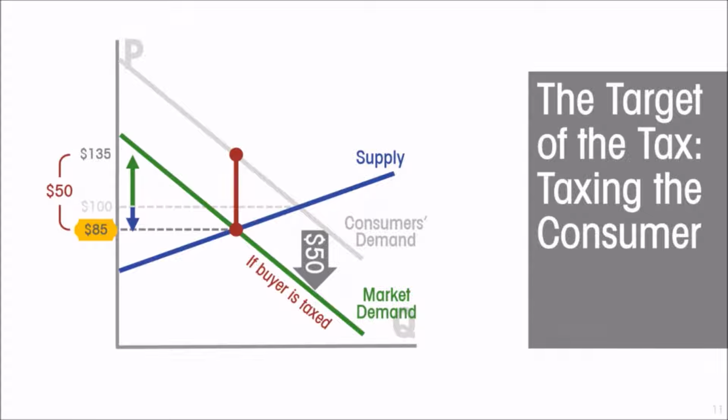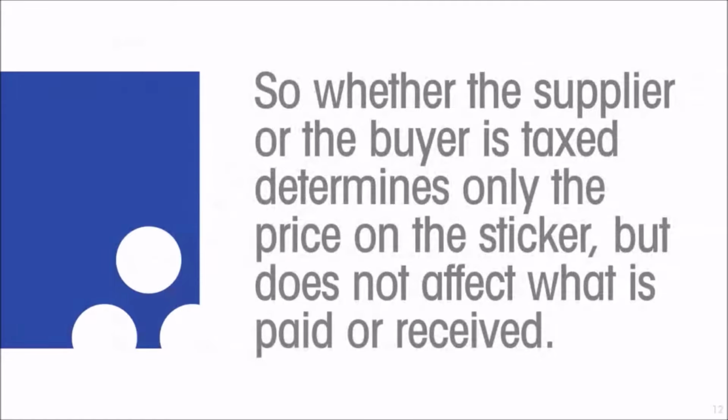The only difference is what is the price on the sticker for the product on the shelf. But what consumers end up paying and what suppliers end up receiving is the same no matter which side of the market is taxed. So whether the supplier or the buyer is taxed determines only the price on the sticker, but does not affect what is paid or received.